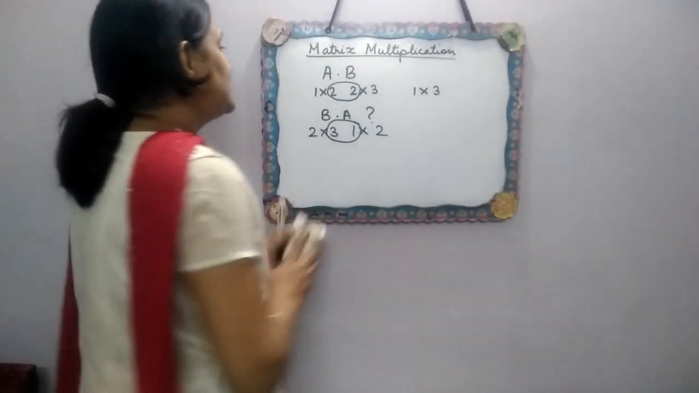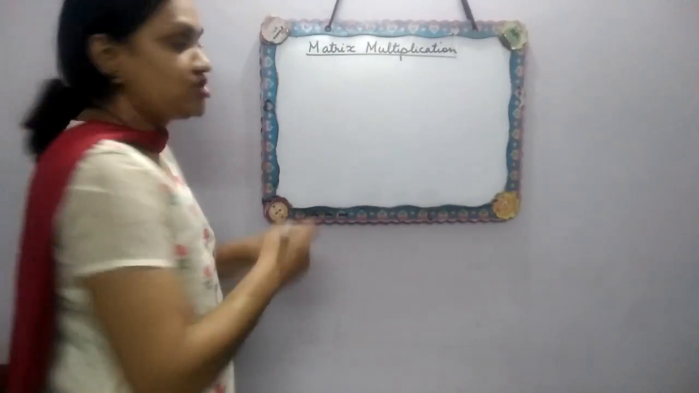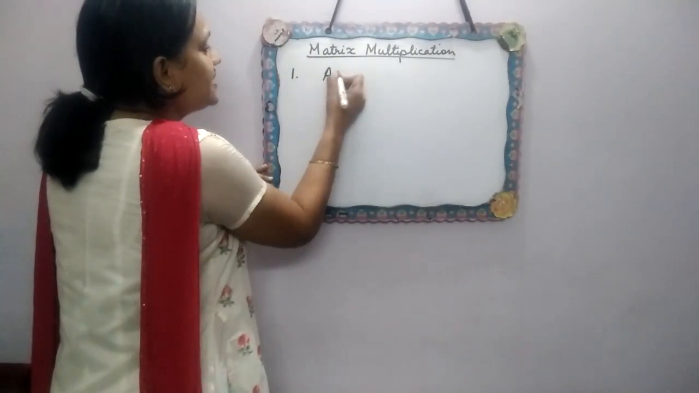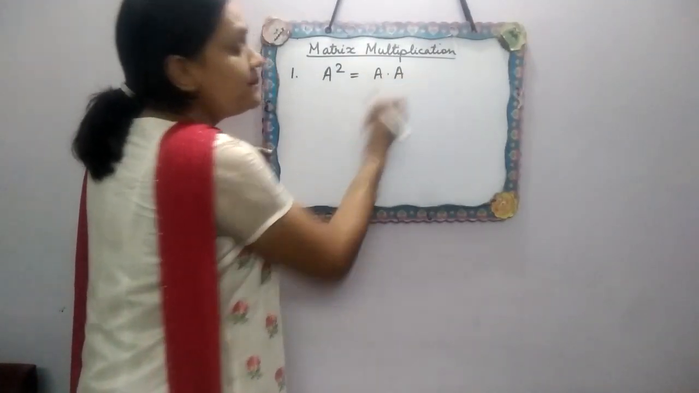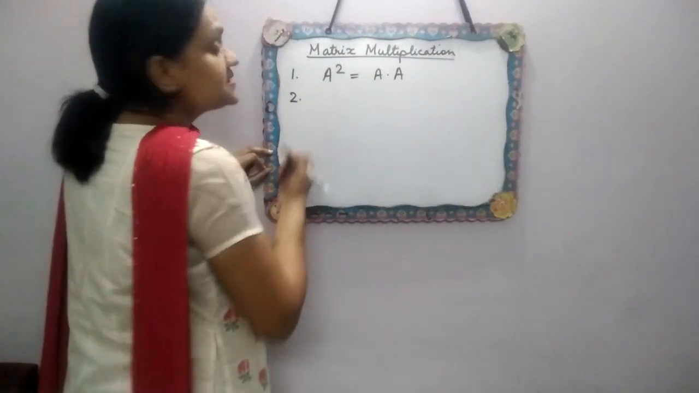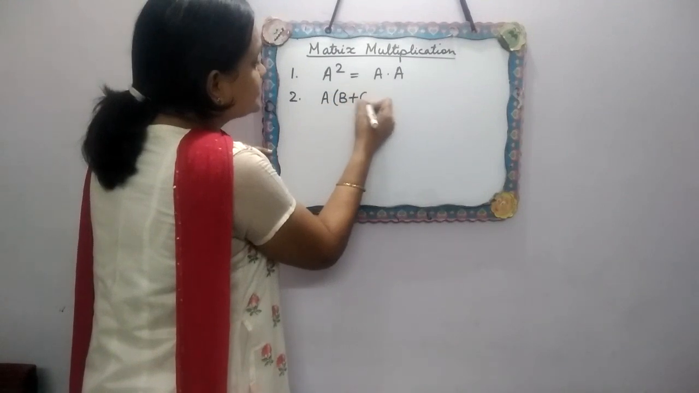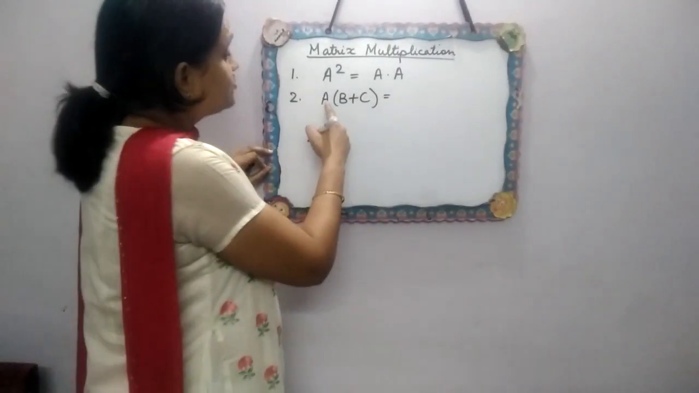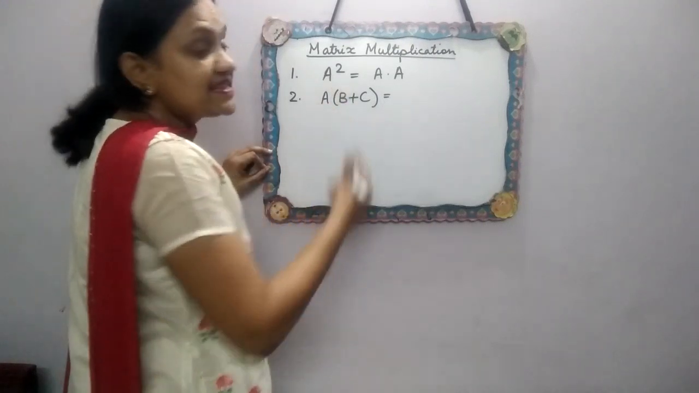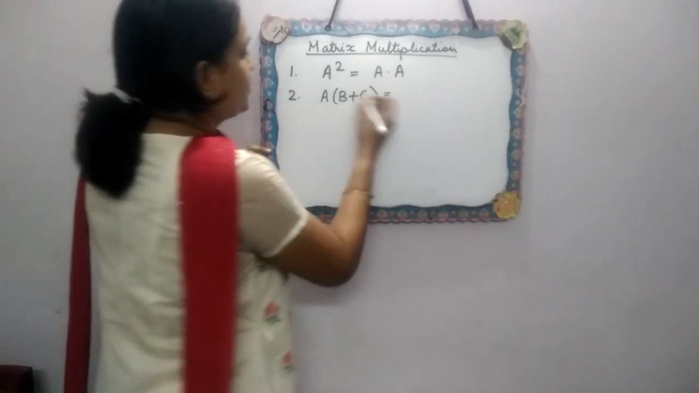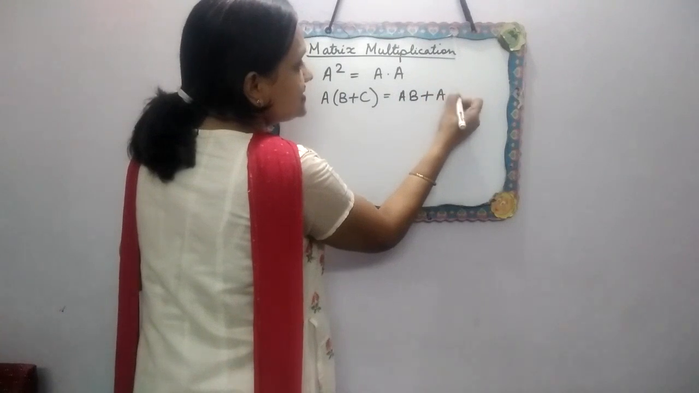Now let's study some properties of matrix multiplication. What is the meaning of A square? A square means matrix A into matrix A. What is the meaning of A into (B plus C)? This is the distributive law of multiplication over addition. So it applies over here also. A into (B plus C) is AB plus AC.